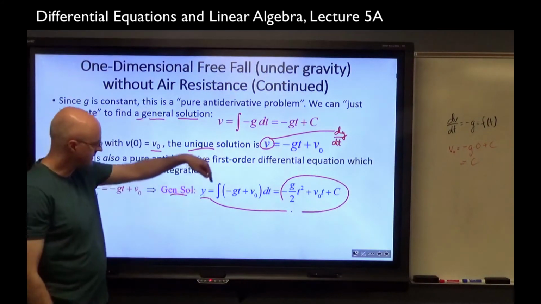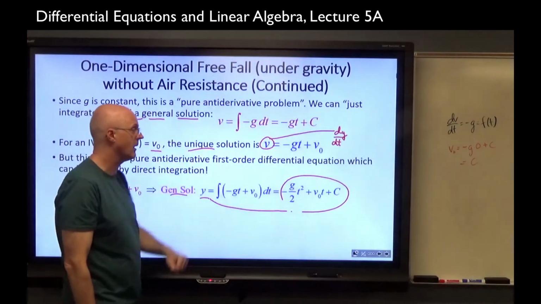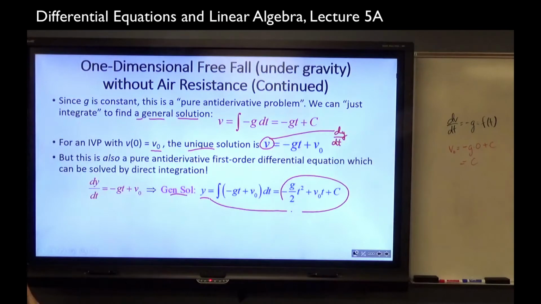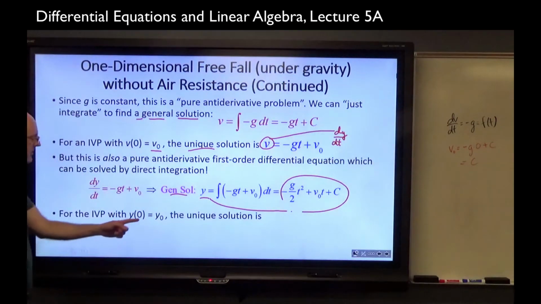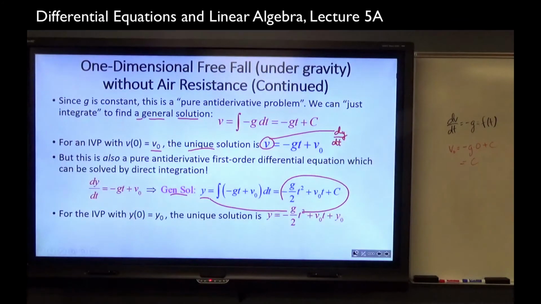Right? Integrate this, you're going to get negative g over 2 t squared plus v0 times t plus some arbitrary constant c. Once again, I can add an initial condition in there to think about an initial value problem. Now I'm imagining the initial height, y0, to be fixed. And the unique solution turns out to equal this. The c actually equals y0 in this case.